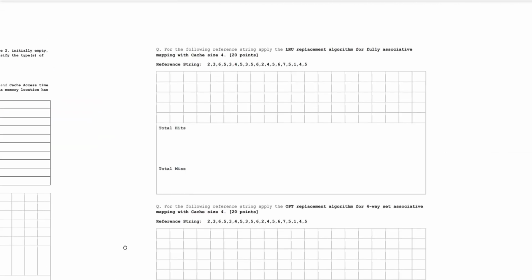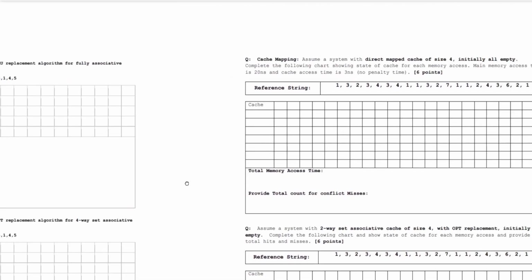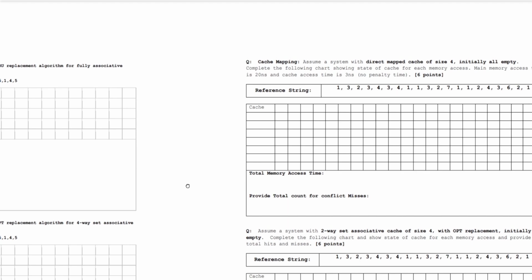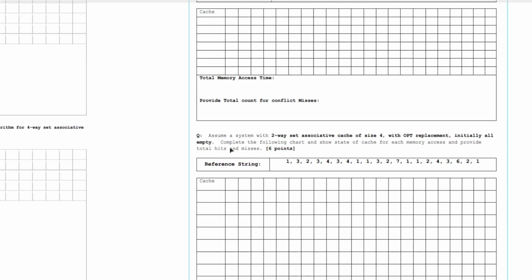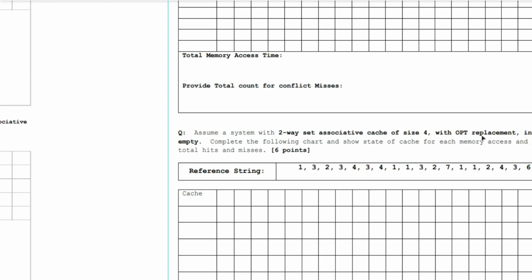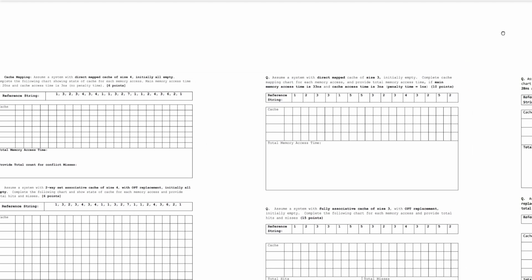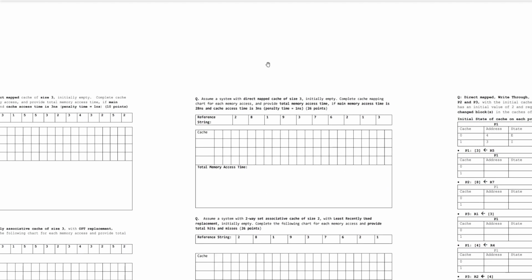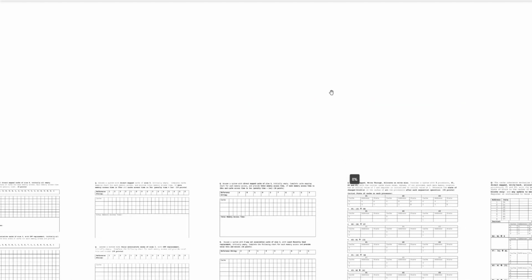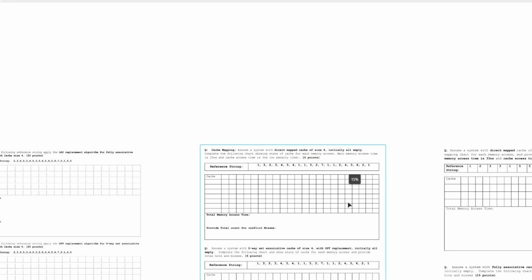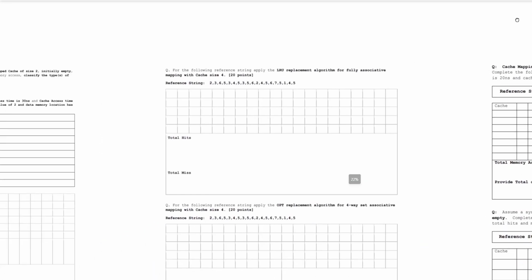I'm just seeing if there's any OPT questions on previous exams. Yeah, you see, assume 2-way set associative with hash 4 with OPT replacement. So there's an exam question with it. Okay, so we can do OPT now or later. What do you think? While we're on it, we might as well, right? Yeah. Okay.